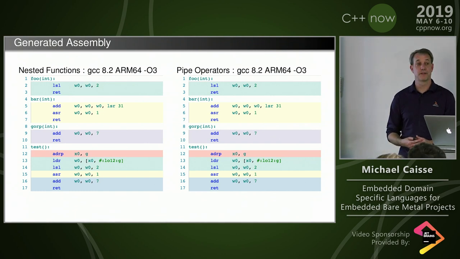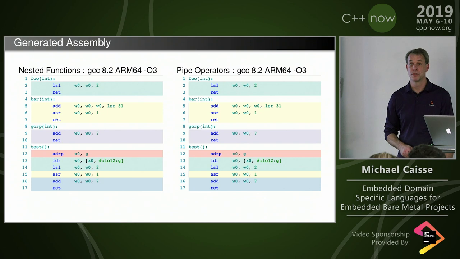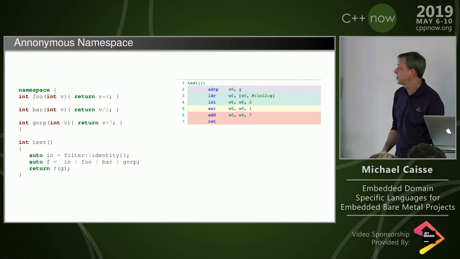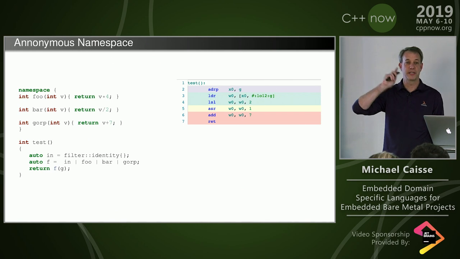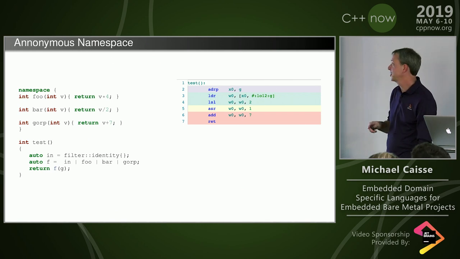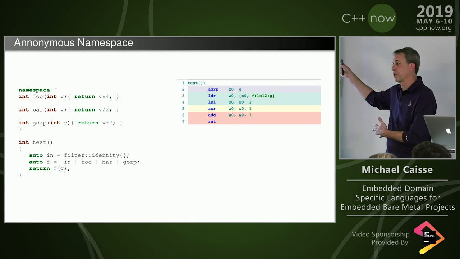Now, there might be a little confusion about what result it produced, because foo, bar, and gorp aren't really being used. So let's just go ahead and stick those inside of an anonymous namespace right now so that we don't need them for external linkage. And yeah, sure enough, everything got inlined. We can just see it better now. This is all it produced.